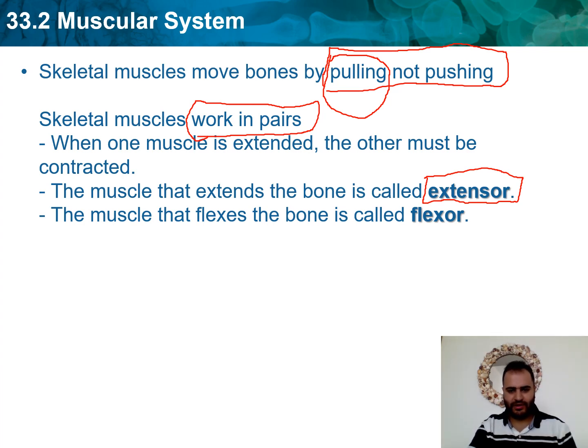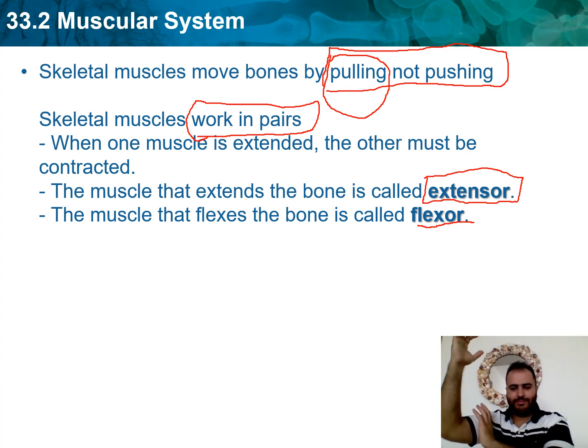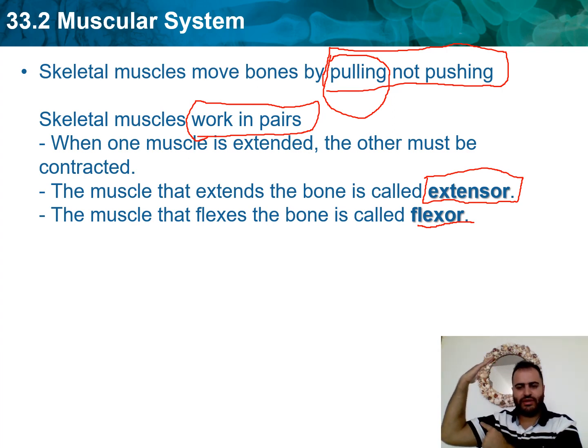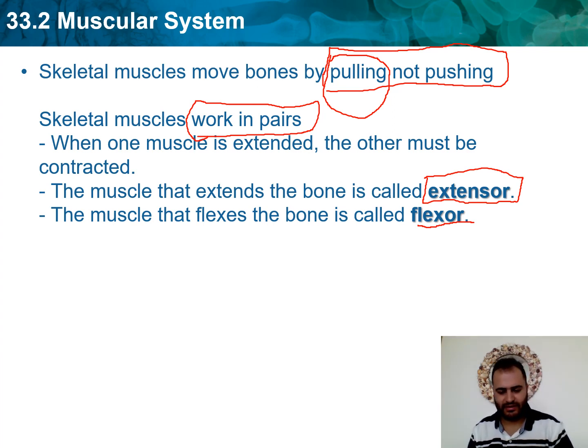The opposite muscle always is the flexor. The flexor is the muscle that allows the bone to flex. Flex means as if bending. So if we think about this pair of muscles, the biceps and the triceps, the biceps allows the arm to bend, and that's why we call it the flexor muscle. The triceps allows the bone to extend, and that's why we call it the extensor muscle.